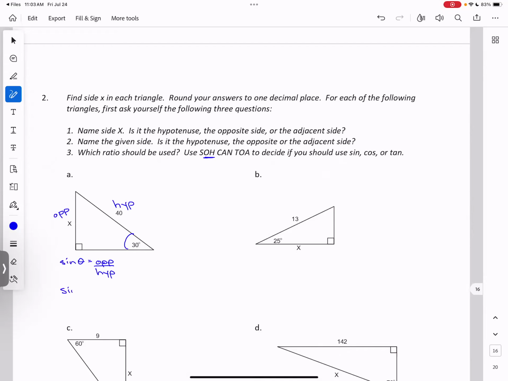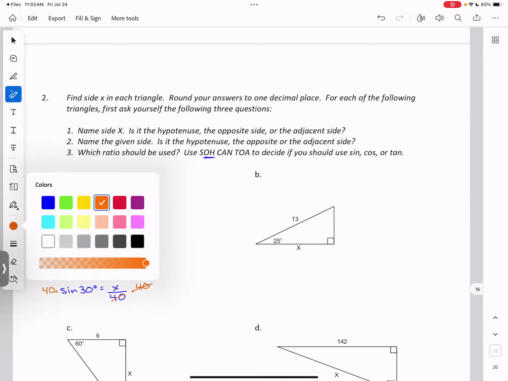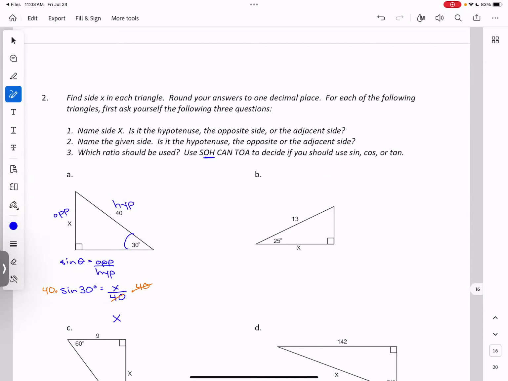So sine of 30 degrees is going to be x over 40. And then I'm going to multiply both sides by 40 so that I'm left with just the x on the right-hand side. So I get x is 40 times sine 30. And we've been told to round to 1 decimal place. In this case, it's an exact 20. So just 20.